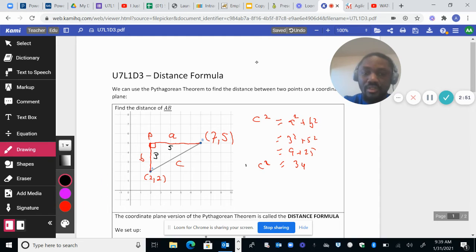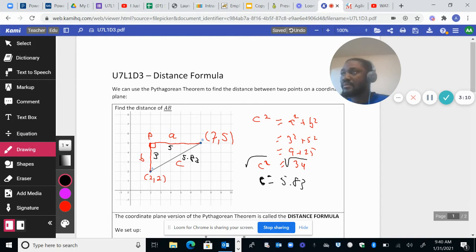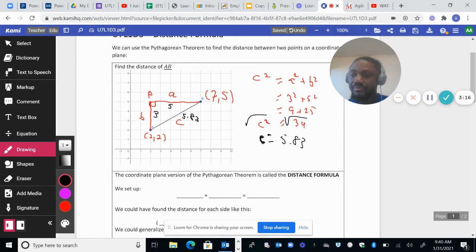What do we do next? Take the square root on both sides. Square root makes the square on C disappear. So the square root of 34 is 5.83. So we have C equals 5.83.